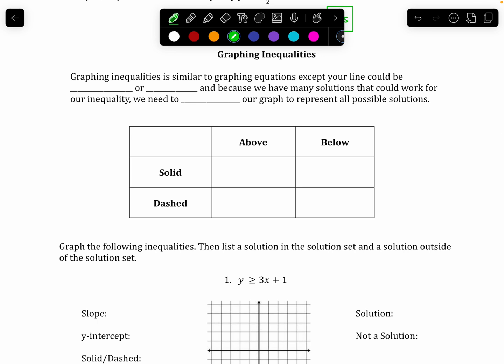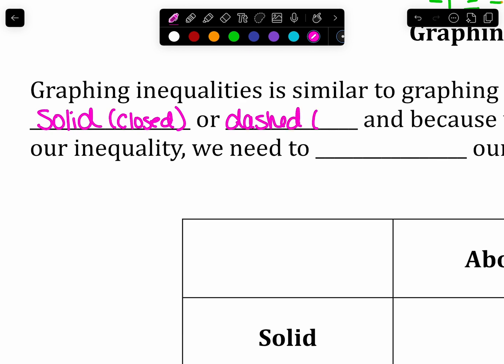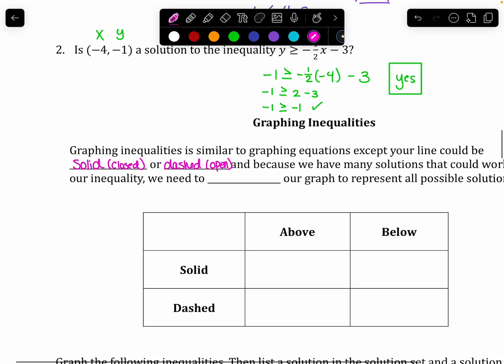All right, let's talk about graphing two variable inequalities. Graphing inequalities is similar to graphing equations, except your line could be solid or dashed. And solid or dashed represents open and closed circles, by the way. So this is going to be solid or closed circle, or you can have dashed, which is the same thing as having an open circle.